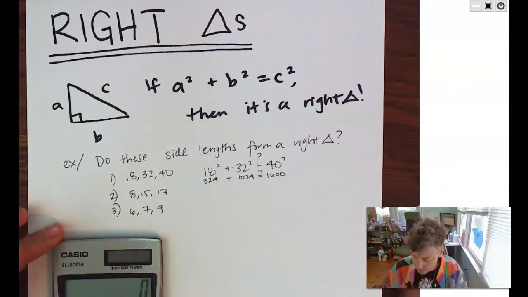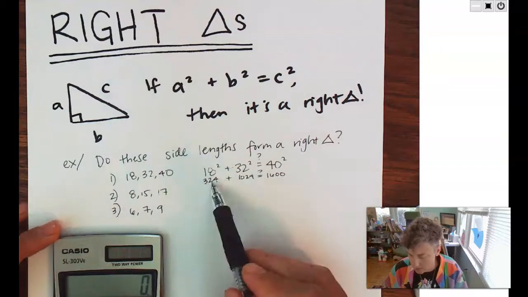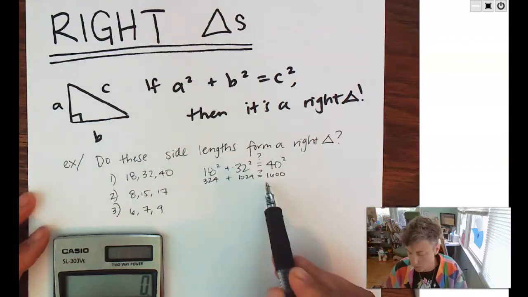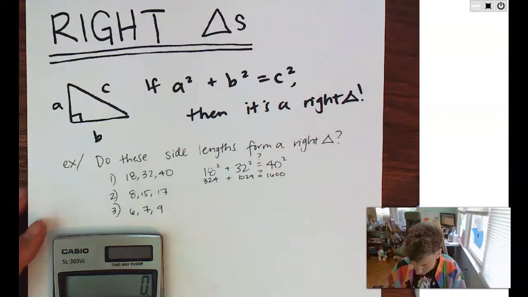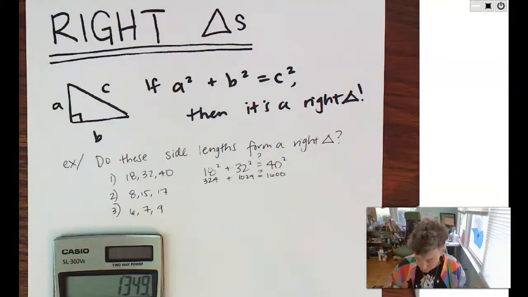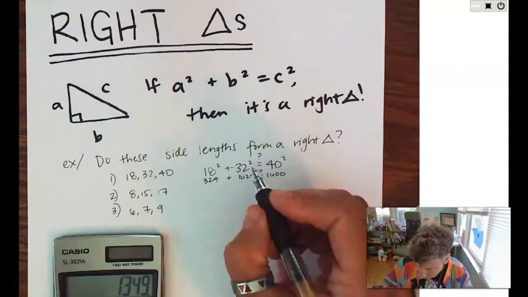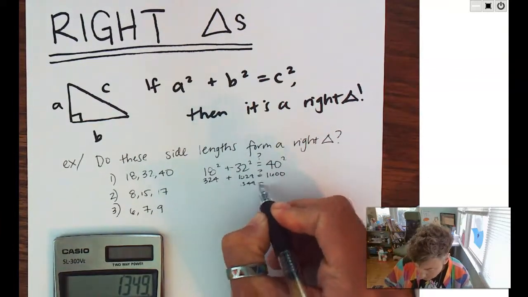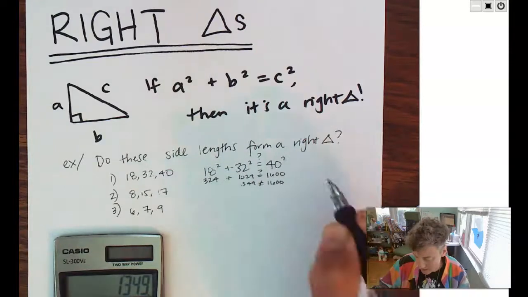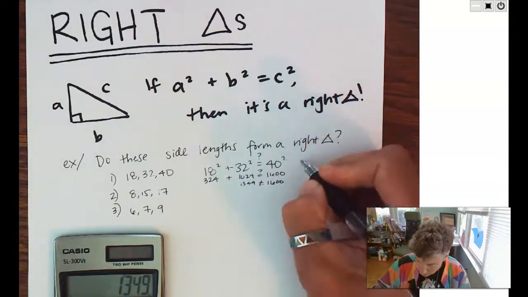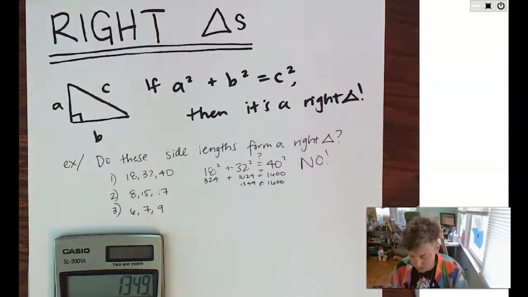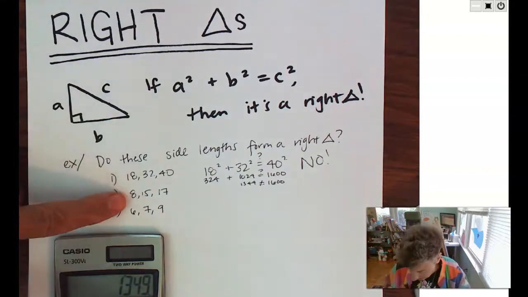Well, 18 squared is 324, 32 squared is 1024, and 40 squared is 1600. So what do we get when we do 324 plus 1024? Nope. 1349 does not equal 1600, so this is not a right triangle. No! Alright, how about 8, 15, and 17?